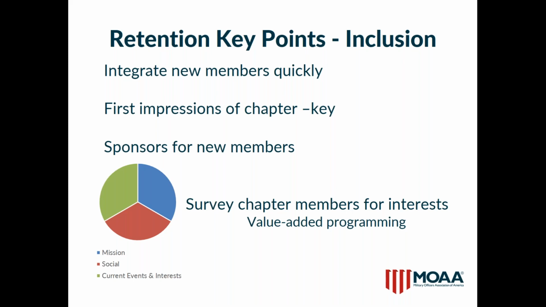Bring them in, give them a sponsor, help them understand what the chapter's about, and get them involved in the chapter right off the bat. Help them see the value of their membership. The most successful chapters that we see have a nice balance: one-third mission, one-third social, one-third current events and interests. Have a good speaker program. But talk to your chapter members. What are their interests? How can you add value for them? Not everybody is going to be interested in the same type of thing. So really try to include and provide for those new members and keep them interested in coming back.